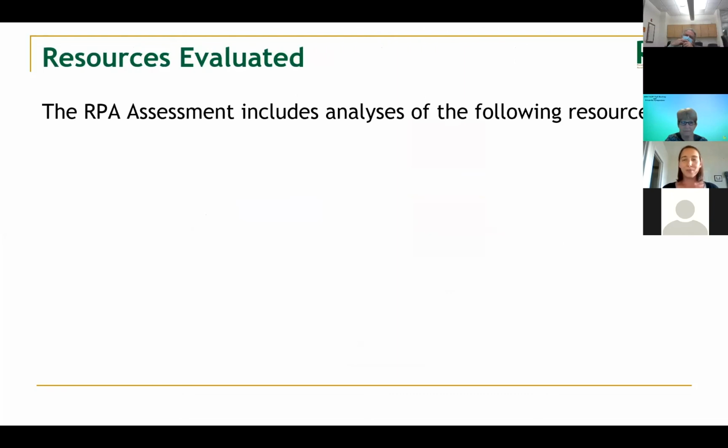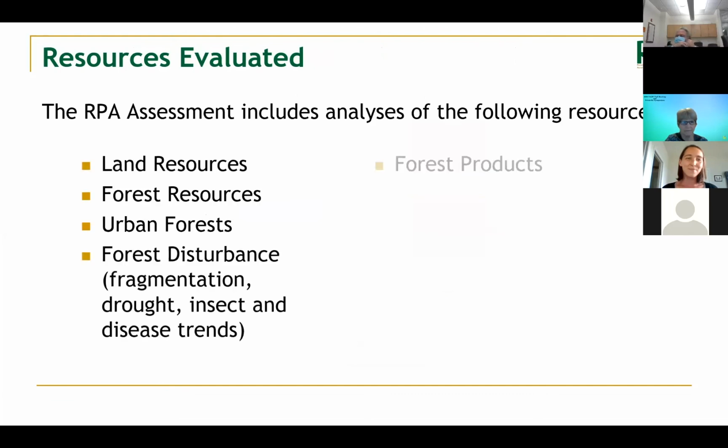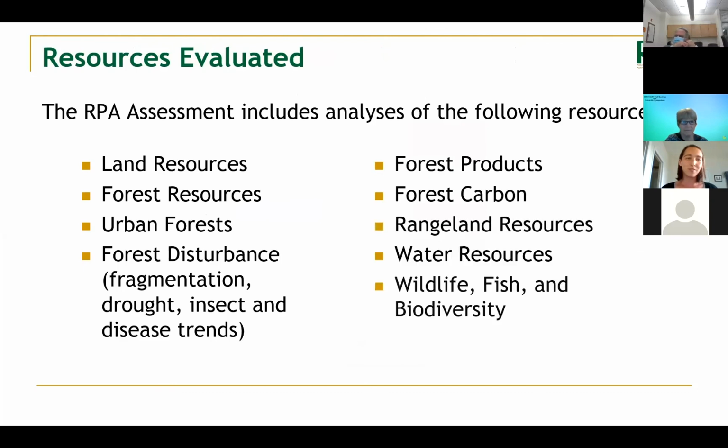And so what resources do we look at? Well, the RPA looks at a lot. Here's a list that I'll tally up here. Really focused on looking at both land resources, what is on the landscape, land cover, land use, as well as forest resources, forest types, urban forests in particular. New in this cycle of the Resources Planning Act assessment is a disturbance chapter. That actually deals with forest and rangeland, typo there.